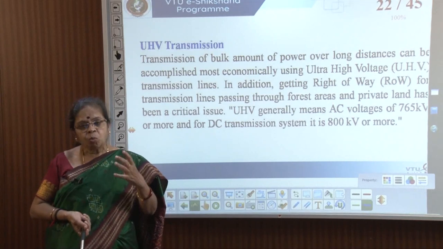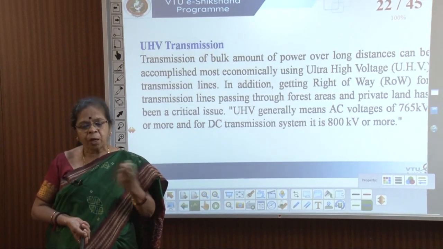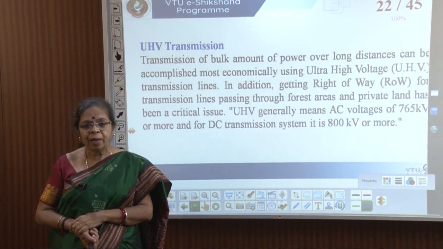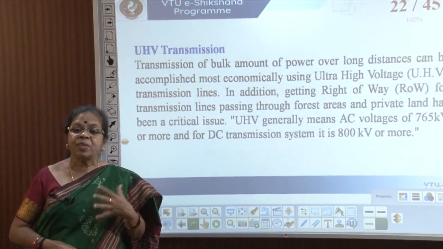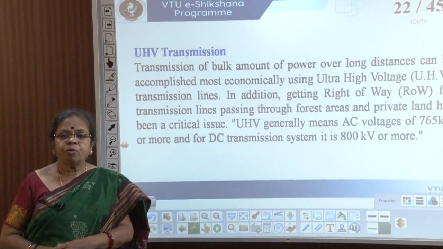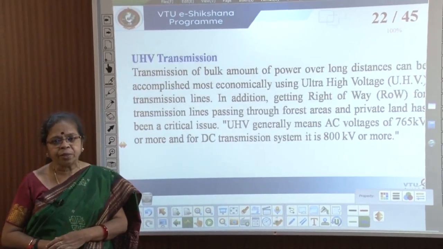With UHVAC lines, one of the major issues is acquisition of land for laying the lines. UHVAC is 765 kV and above, and for DC transmission it is 800 kV or more.